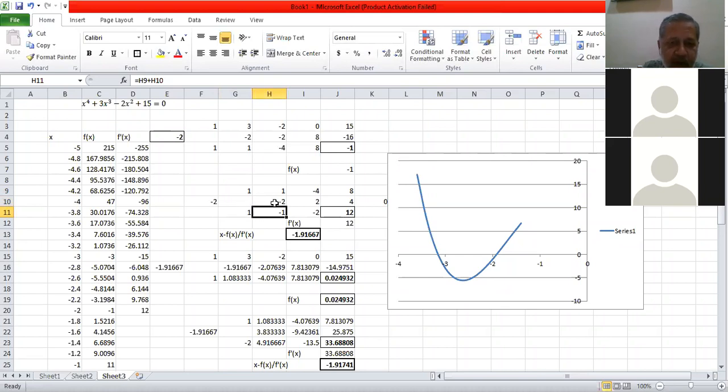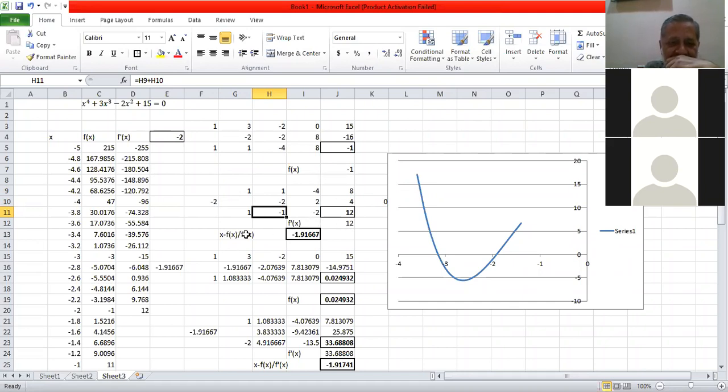1 into -2 is -2, the sum of these two is -1, -1 into -2 is +2, the sum of +2 and -4 is -2, -2 into -2 is 4, 8 and 4 is 12, and the second remainder is 12. So the derivative value is 12. Function value is -1, derivative value is 12.